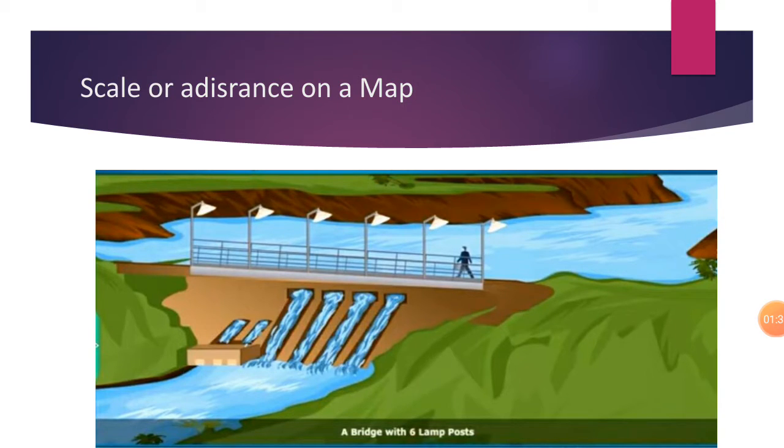Now, let us look at the topic scale or distances on a map. In order to know how to show the scale or distance on a map, let us take an example of a bridge. Consider a bridge on which there are exactly 6 lampposts. These lampposts are placed at equal distance. Between each lamppost is 100 meters. Thus, the total length of the bridge is 500 meters.